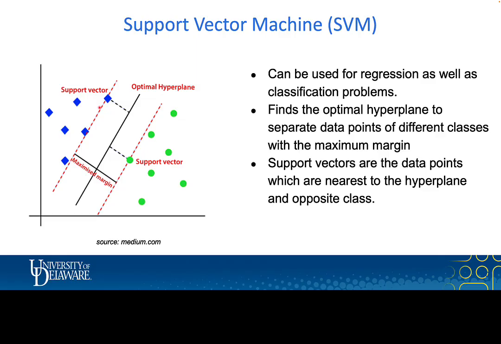The margin is the distance between the hyperplane and the closest data points that belong to each class. Support vector machine, or SVM, aims to maximize this margin, making the classifier more robust and better at generalizing to unseen data. The support vectors are the data points that lie closest to the hyperplane. These points are critical because they define the position and orientation of the hyperplane. If these points were removed, the hyperplane would change.